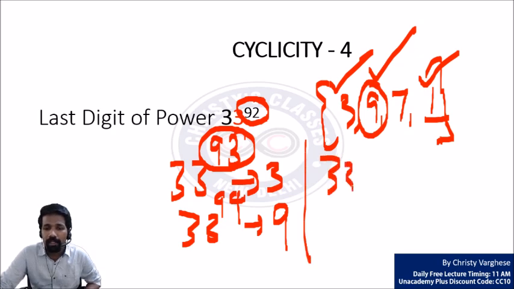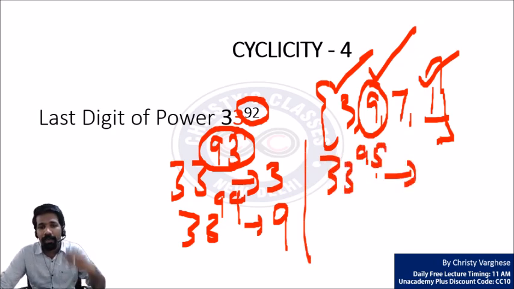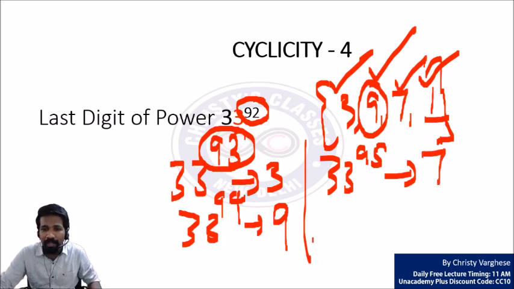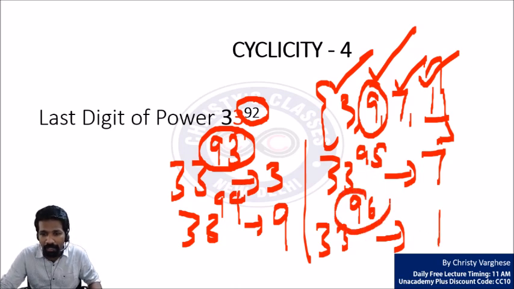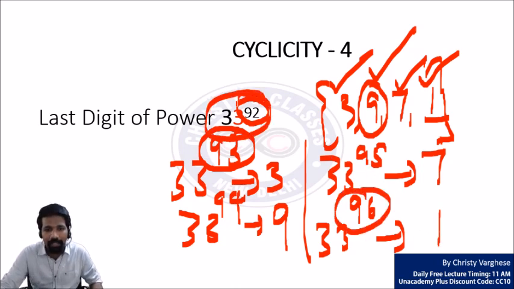If it is 33 raised to 95, 3 more than a multiple of 4, that means third element, 7 will be the answer. If it is 33 raised to 96, again 1 will be the answer, because 96 is a multiple of 4, just like 33 raised to 92. 33 raised to 92 was 1, same way 33 raised to 96 also is 1. So I think that is clear.